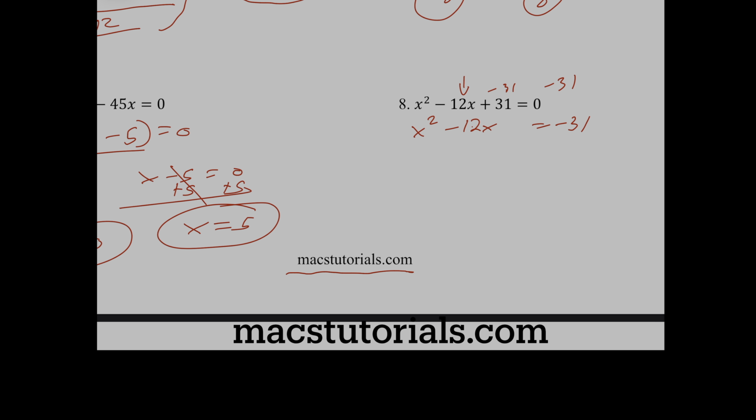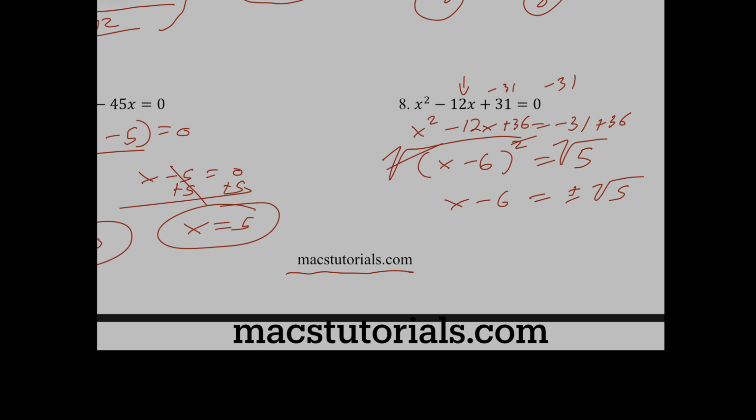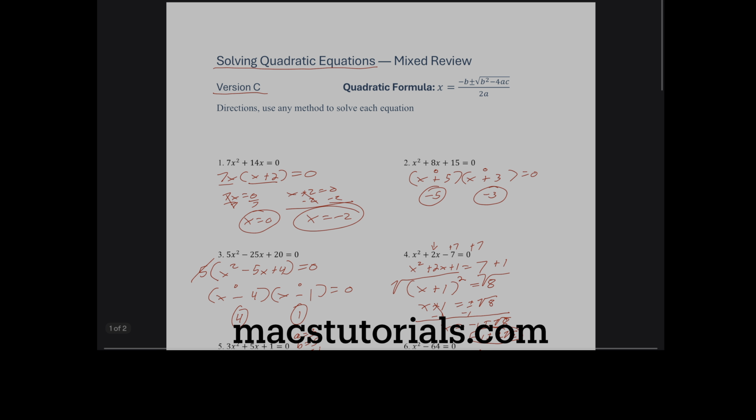Now, what is half of 12? 6. What is 6 squared? 36. So I'm going to add 36 to both sides. And now here, by knowing how to do trinomial squares, I get x minus 6 quantity squared equals positive 5. Now once I square root both sides, I get x minus 6 equals plus or minus root 5. Add 6, x equals 6 plus or minus root 5. Done. And that, my friends, are quadratic equations, okay?